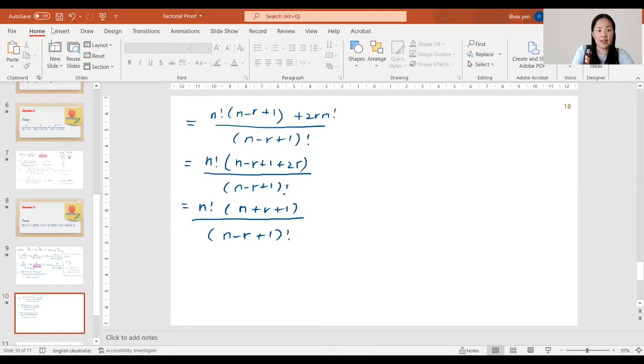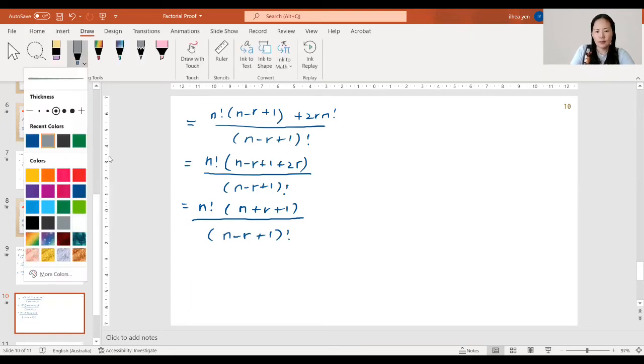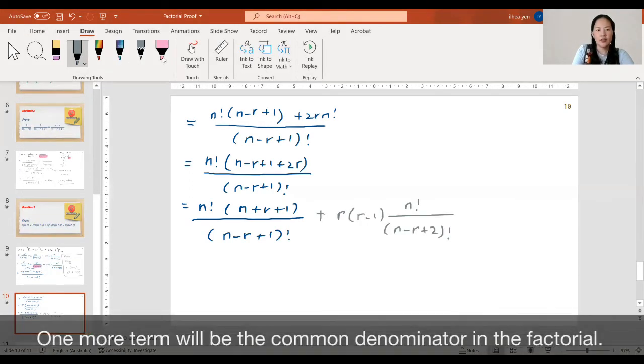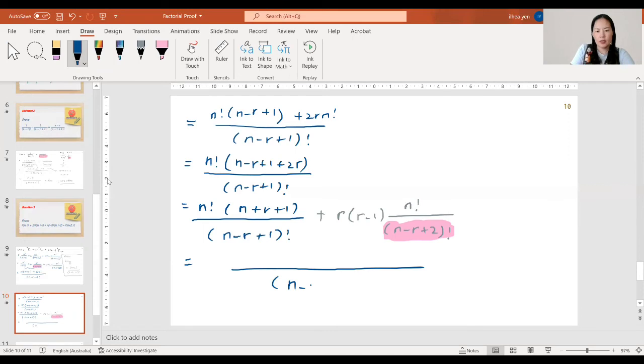And I have to add the third one, plus. Now I know that that's going to be my common denominator, so n minus r plus 2 factorial. All I have to do here is times n minus r plus 2 in there and then leave the rest the same. Okay, whew, that's a lot.